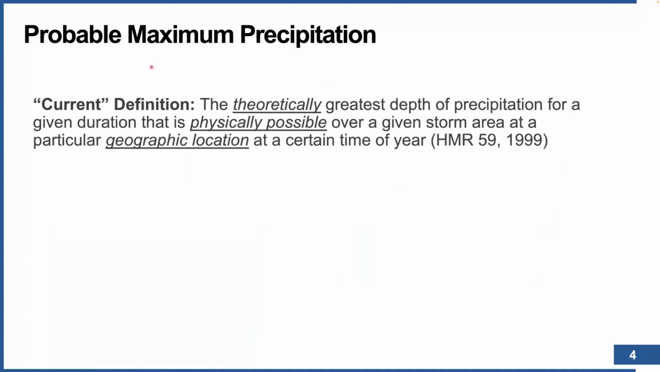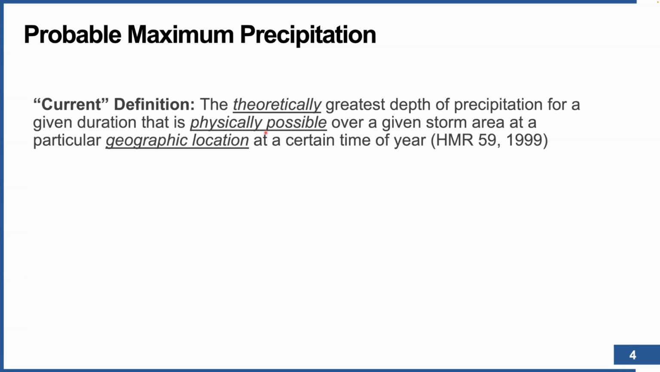From a definitional perspective, for deterministic PMP, the current definition, which is still in flux and recently changing in some ways, which I'll get into in a second, is that PMP should represent a theoretical upper limit of the most amount of rainfall that could occur over a given duration, over a given area size, at a given location. One caveat that's really important in the definition of PMP is that it represents a physically possible storm, one that could actually occur.